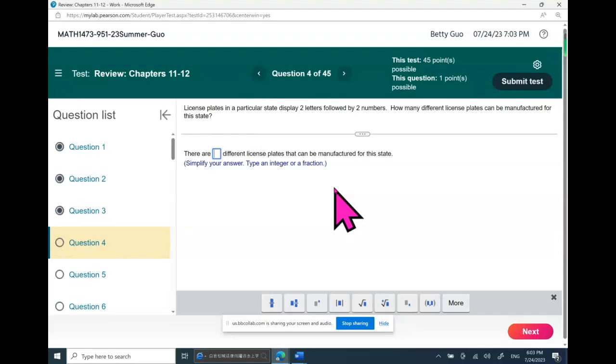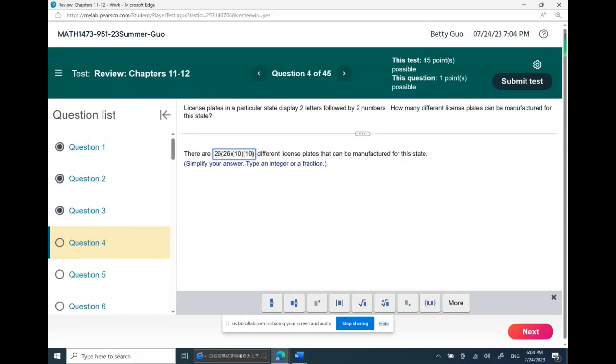The first letter could be any one of the 26 letters. The second letter also could be any one of the 26 letters, right? So that's the first 2 steps. Followed by 2 numbers. The first number could be any one of the 10 digits, right? 0, 1, 2, 3, 4, 5, 6, 7, 8, 9. So we have 10 options here. And the second number also has 10 options here.